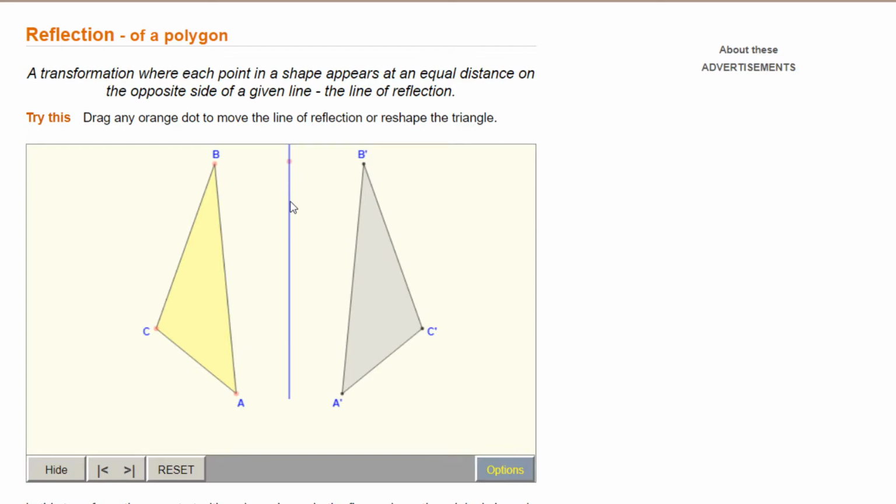Play around with this if you want. This site is a really good way to get an intuitive grasp of what a line of reflection is, which might make it easier to do some of the questions you have to do.